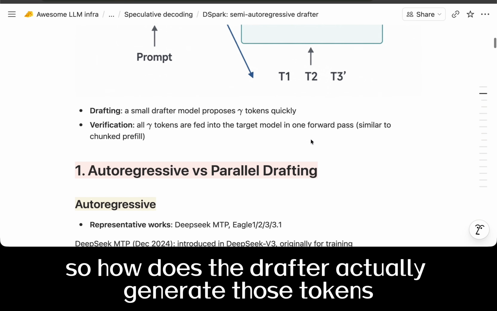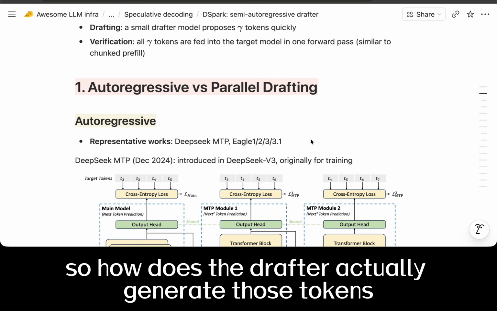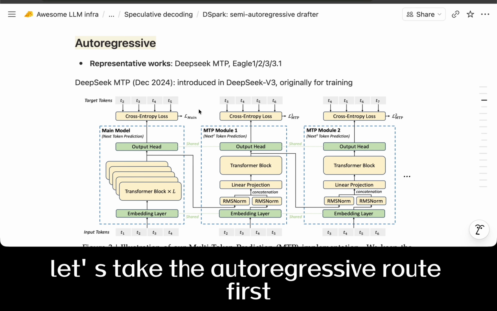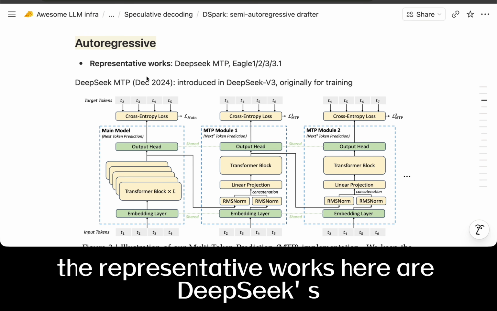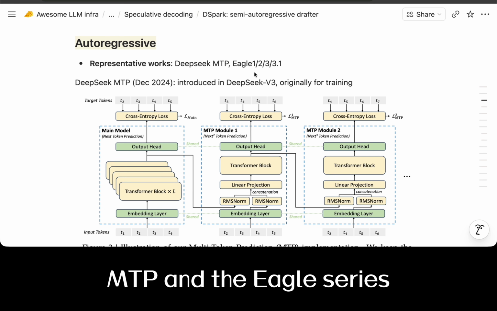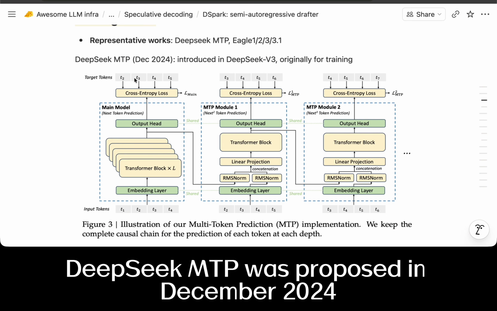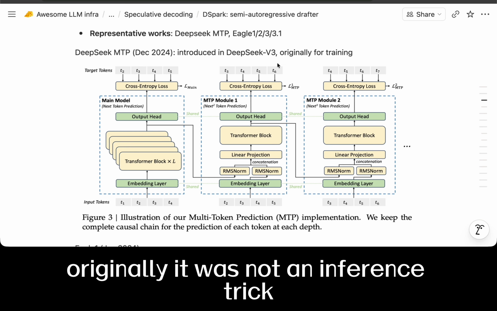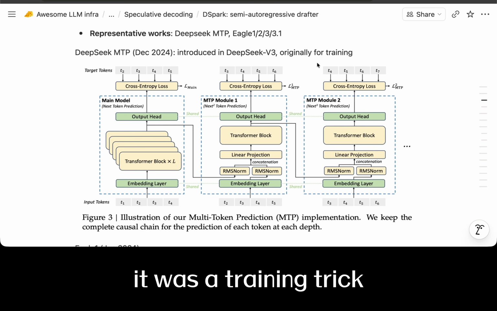So how does the drafter actually generate those tokens? There are two main approaches, autoregressive versus parallel. Let's take the autoregressive route first. The representative works here are DeepSeek's MTP and the Eagle series. DeepSeek MTP was proposed in December 2024, where it first showed up in the DeepSeek V3 technical report. Originally, it was not an inference trick, it was a training trick.